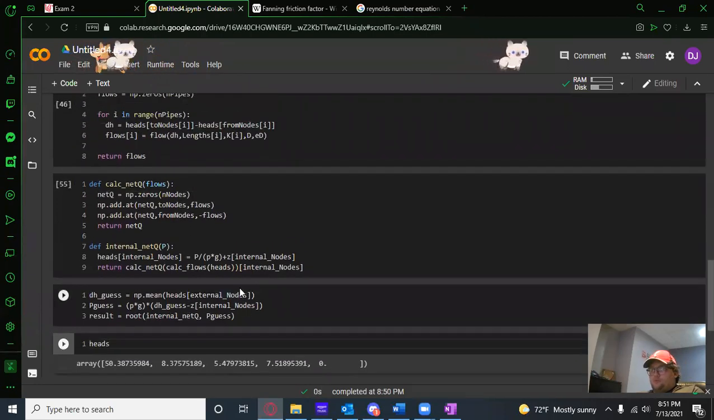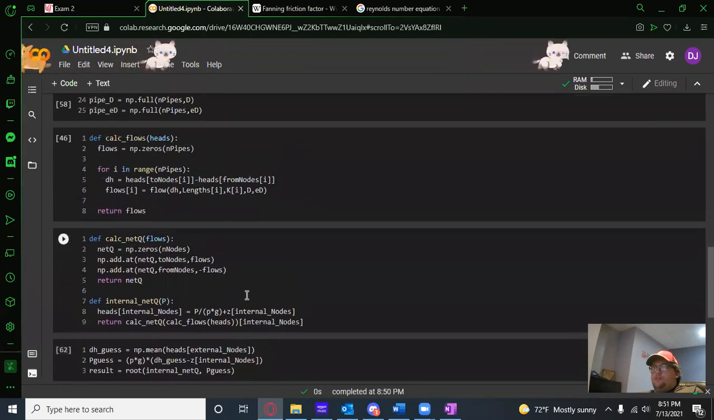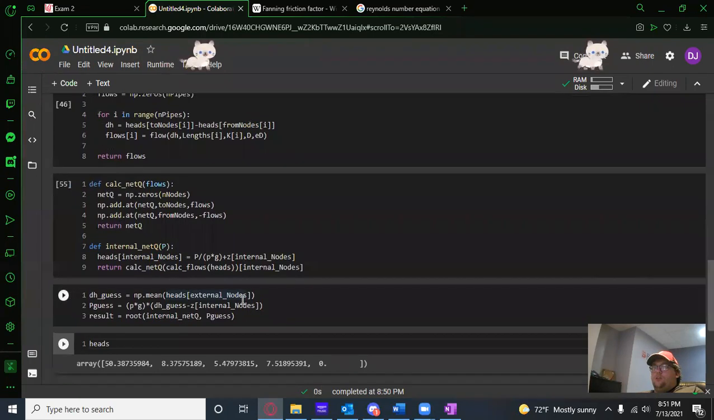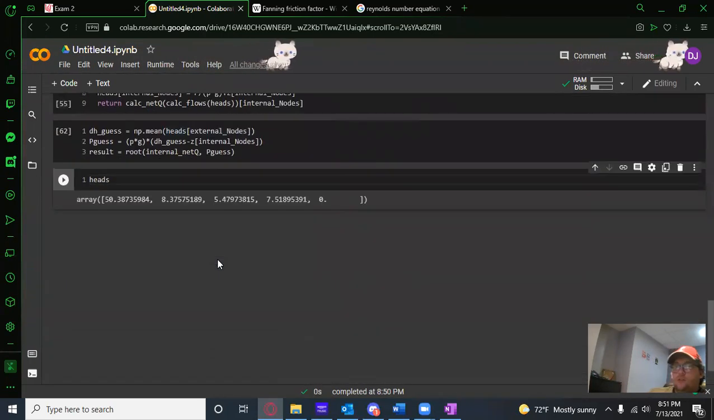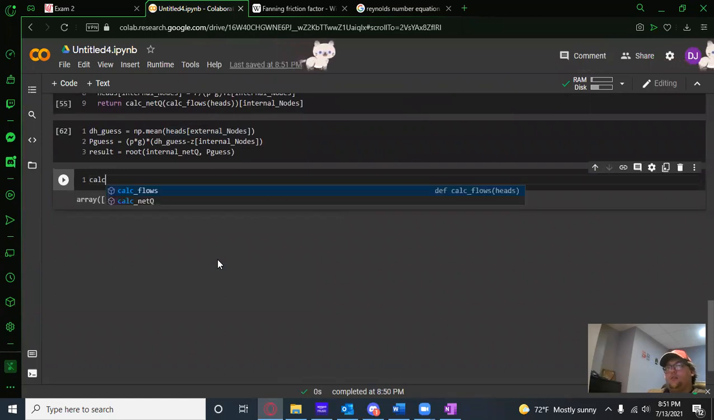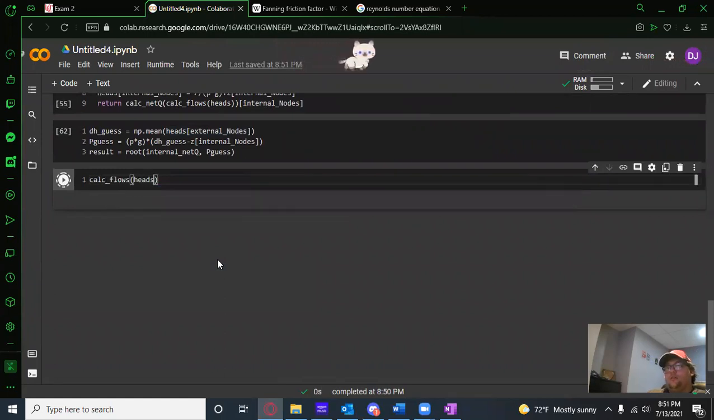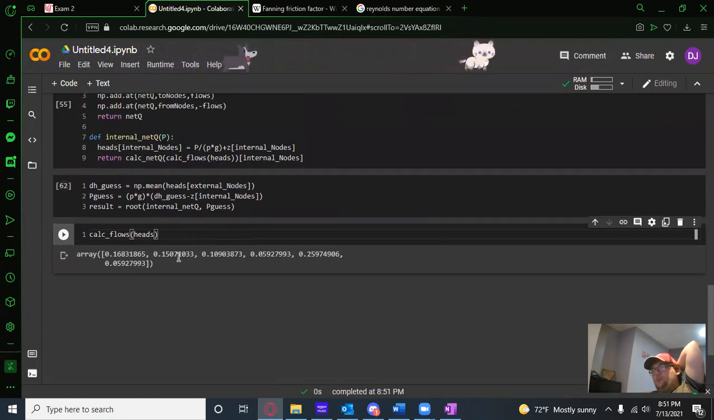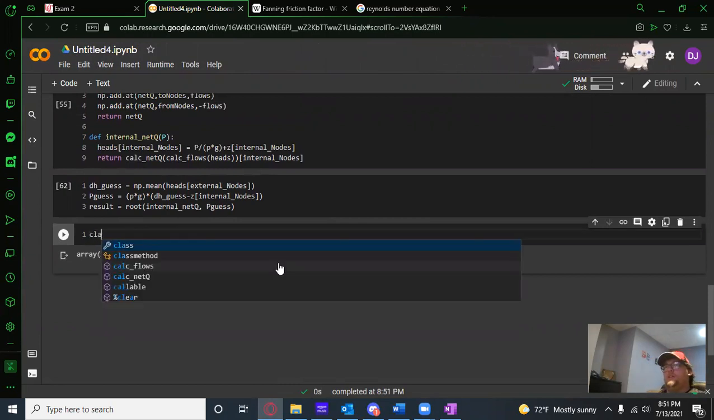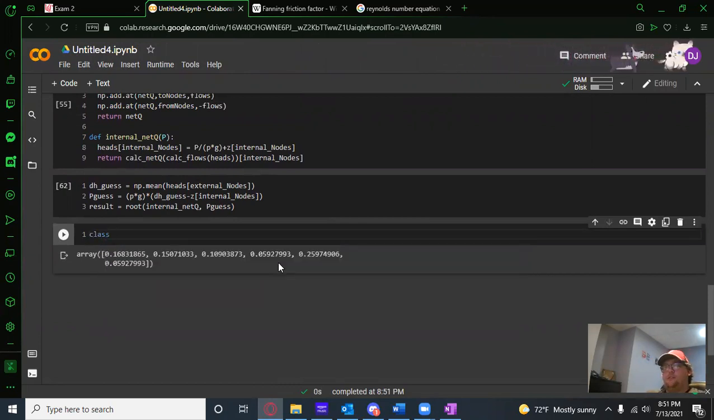So with that, we can now find the flows that make sense. So we run calc flows again with our heads. We get a flow of 1.68 for pipe 1, 0.151 for pipe 2, and so on. So what I'm going to do now is we need a way to represent this data.